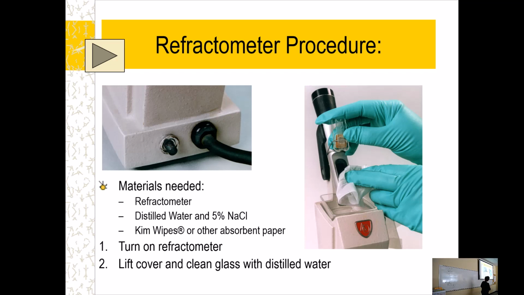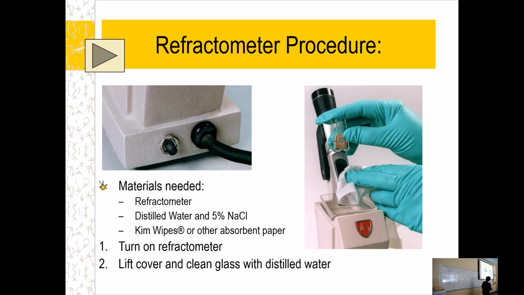Anyway, chem wipes or other absorbent paper, we do not have to use lens paper on this. Like we use lens paper anytime we touch a microscope, we don't have to worry about this. We use regular chem wipes. And we just use deionized water and the sodium chloride for QC, and we just use deionized water to clean it. We do not use our chemical disinfectant on the refractometers.